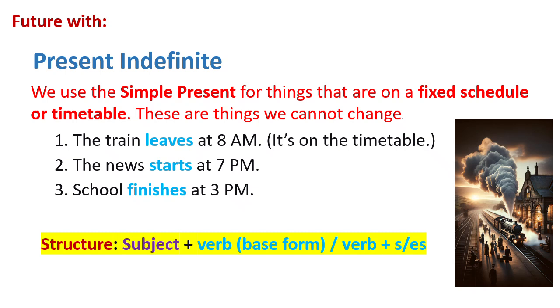Now you can see the train leaves at 8 a.m. It means right now it is not 8 a.m. It is after some time, but the thing is this is a type of timetable of the arrival and departure of the trains, and according to that, again and again the thing is repeated.